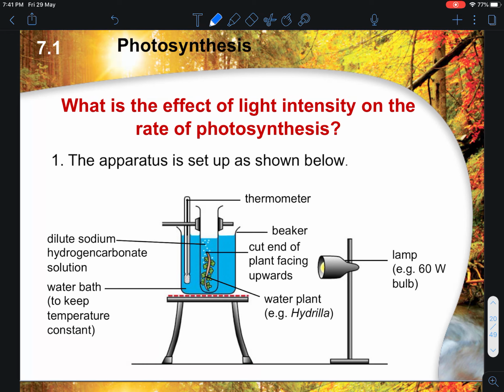Otherwise, this can also become a question where you can actually plot a graph. So this is a very nice question. So then how do you understand the effects of light intensity on the rate of photosynthesis? Number one, let's understand the different apparatus.